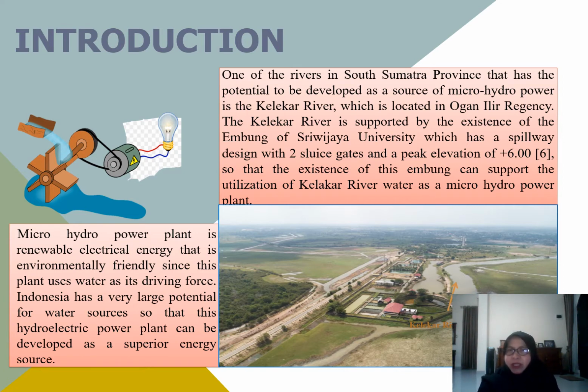The Kelekar River is watered by the existence of the Embung of Sriwijaya University, which has a spillway designed with two sluice gates and a peak elevation of 6 meters so that the existence of this embung can support the utilization of Kelekar River as a microhydro power plant. There are several studies related to the development of microhydro power plants that have been carried out utilizing river flow in Indonesia, including the first in Ngantang district, Malang Regency, the second in the Way Besai River, West Lampung Regency, and the third in the Uwe River, Jayawijaya Regency, and maybe some other rivers.